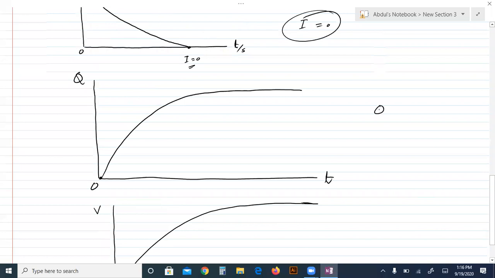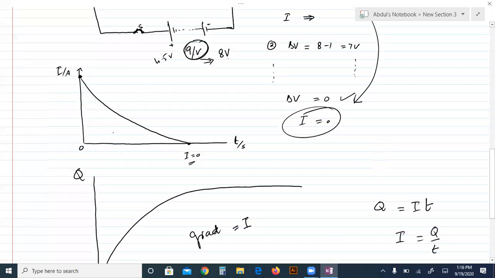Now look at this graph. We have the relation Q equals I t. It means I equals Q divided by t. So the gradient of this graph is electric current, and the area of this graph is equal to charge Q.